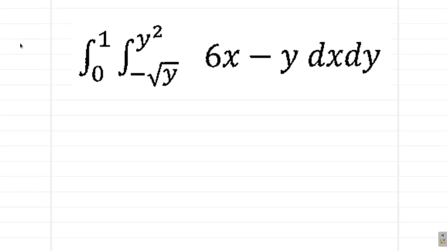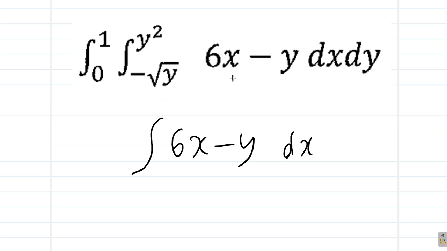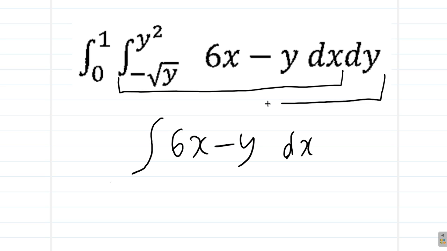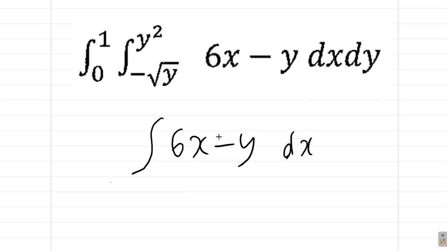Now, let me rewrite it. You're going to integrate 6x minus y. Since you have dx here, remember, you integrate the inner integral first and then the outer integral. So you're going to integrate with respect to x first and then with respect to y. That means you're going from x equals negative square root of y to x equals y squared, right?